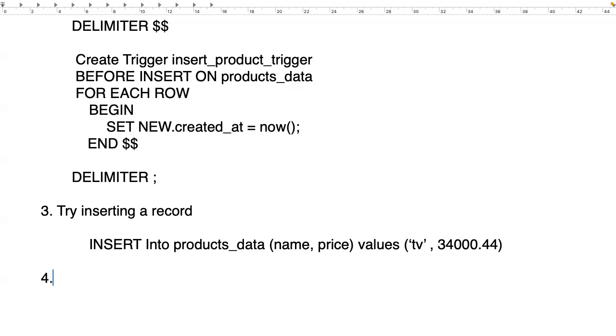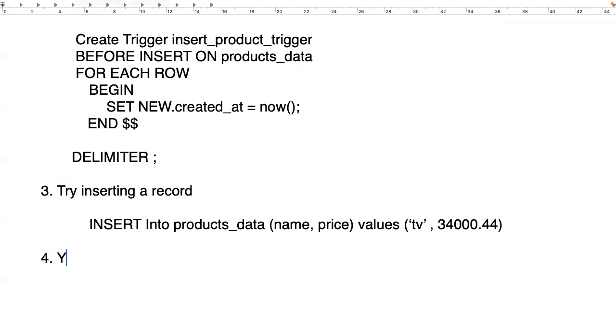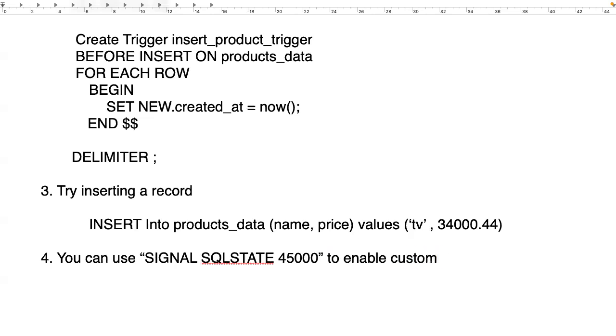So here you can do one more. You can use signal SQL state 45,000 to enable custom errors and display them while updating, inserting, and deleting.